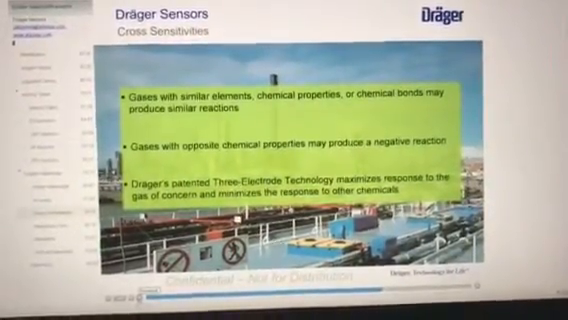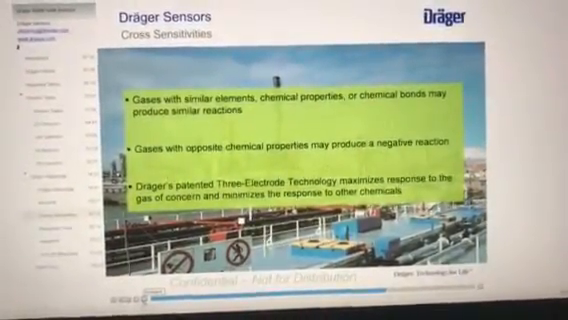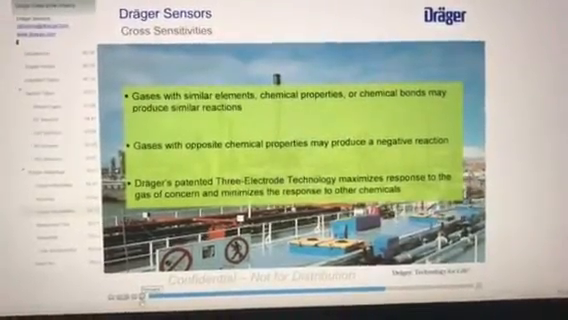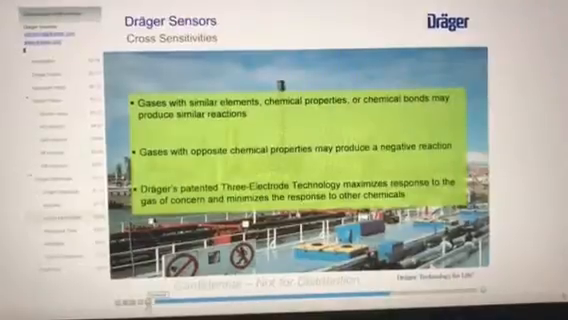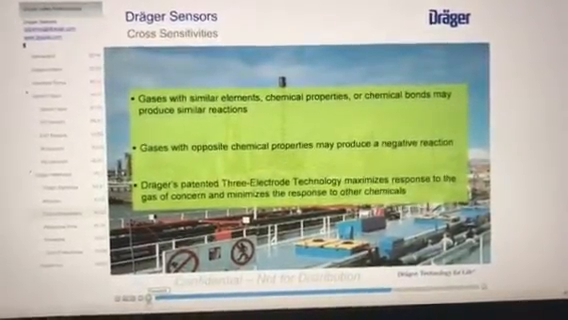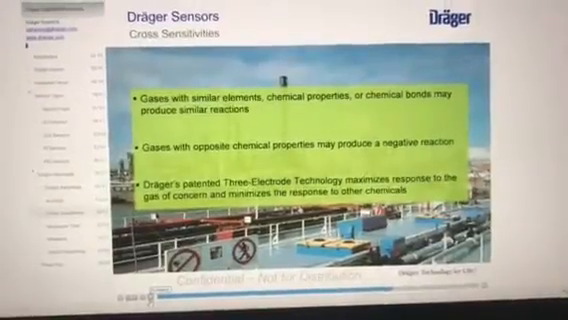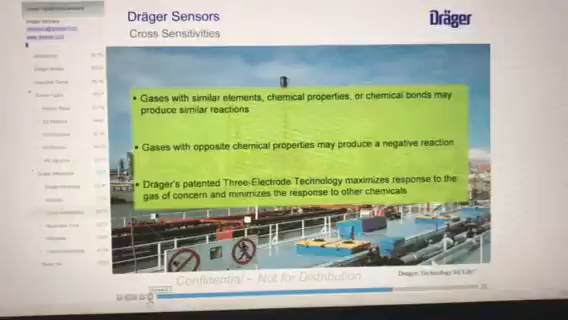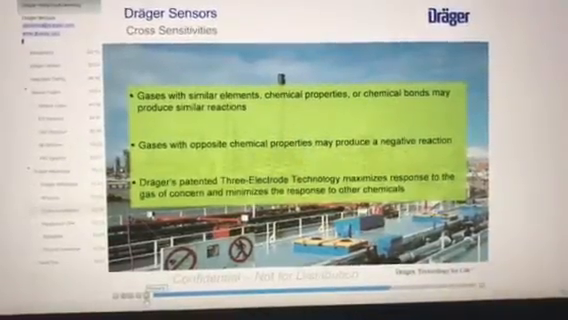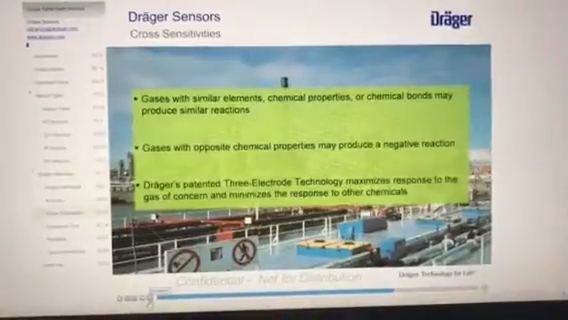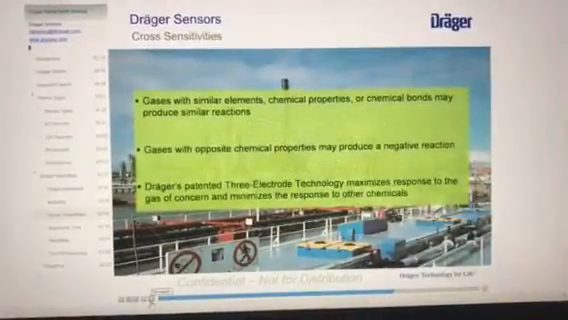This would make you believe that the target gas is present when in reality it is not. These cross sensitivities can cause false alarms for the target gas, slowing down work schedules and increasing costs. Cross sensitivities can also be found with gases that have opposite chemical properties to the target gas. These may produce a negative reaction, leading you to believe that calibration wasn't done in fresh air, and that your calibration was incorrect. Draeger sensors have some of the lowest cross sensitivities on the market.